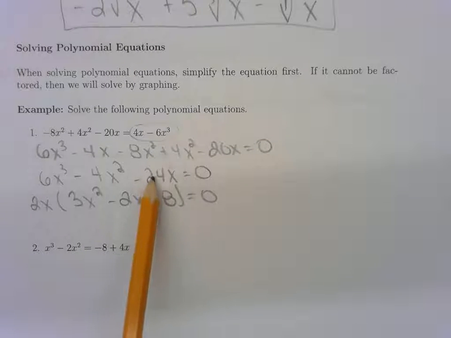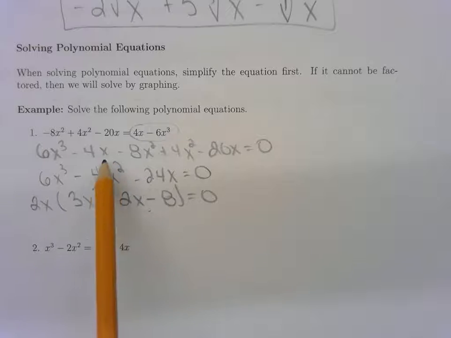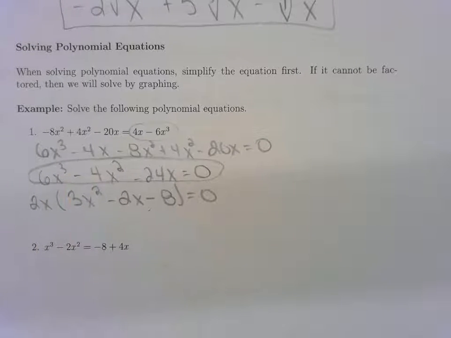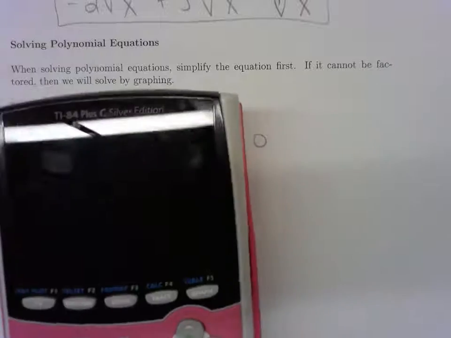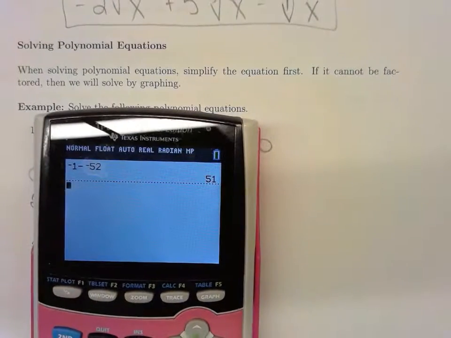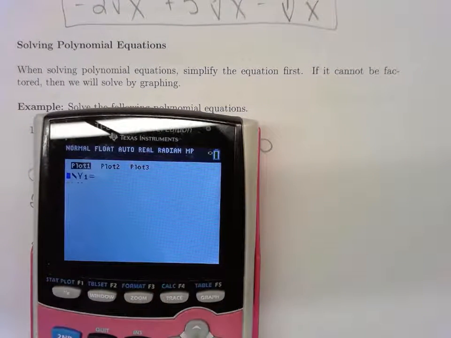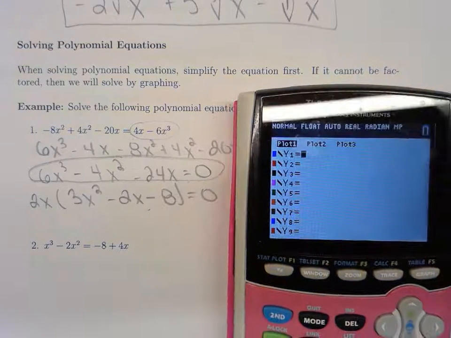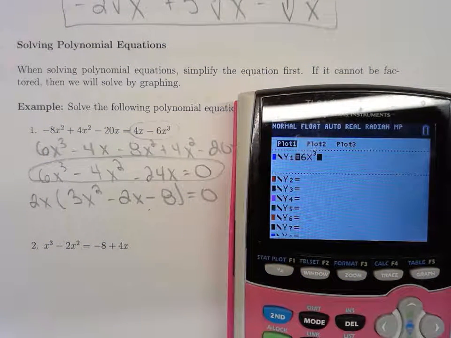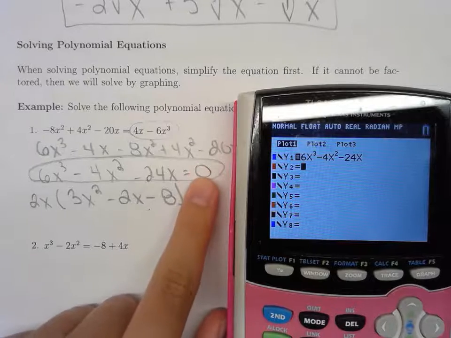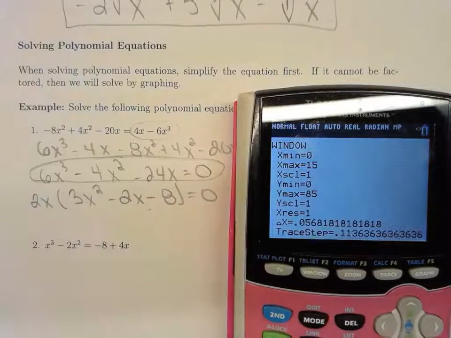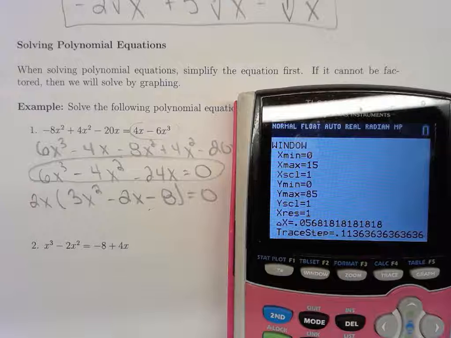You can plug any three of these into your calculator. Okay, I'm going to choose the middle one. I feel like this is the easiest one to type in. It doesn't matter which one you choose though. Okay, so get out your calculator. We're graphing both sides of the equation. So go to y equals, we'll do 6x cubed minus 4x squared minus 24x. And we also need to graph the other side of the equation, which is 0. Okay, window. Let's just do standard and see if it works. And let's graph.